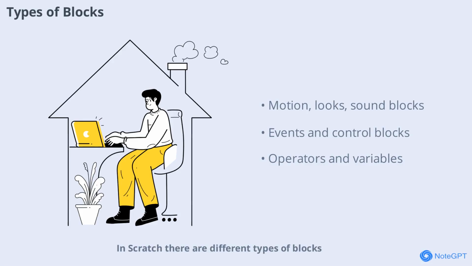In Scratch, there are different types of blocks, each with a unique color and function. Motion blocks move sprites, looks blocks change their appearance, and sound blocks add audio effects. There are also events, control, sensing, operators, and variables blocks. Each type helps you build more complex and interactive projects. Understanding the purpose of each block type is essential for creating engaging animations and games. As you experiment, you'll discover how combining different blocks leads to endless possibilities.